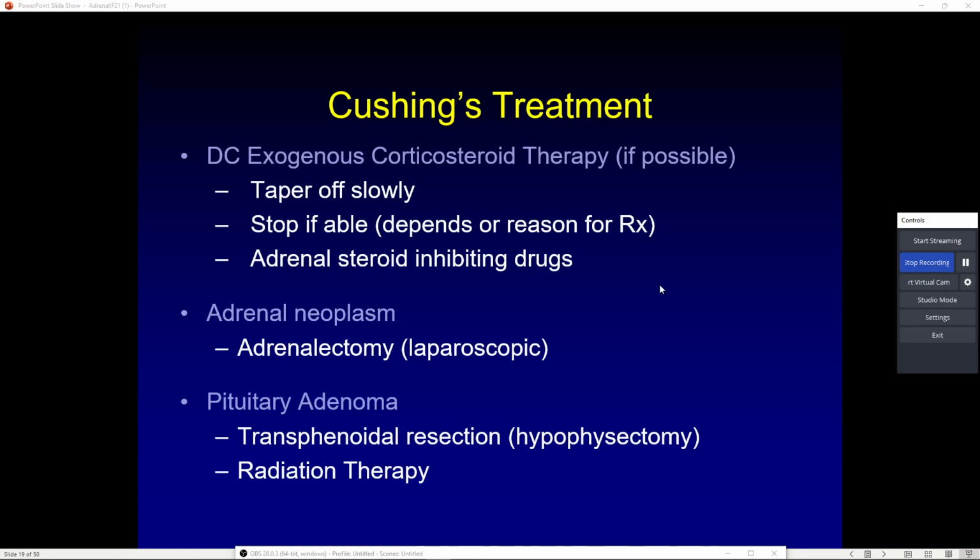But if you're on high dose steroids and you've been taking them for quite some time, you've got to come on down off them slowly. Your body will go through withdrawals, physiological change withdrawals. So adrenal steroid inhibiting drugs. Let's see what else. Stop if able.